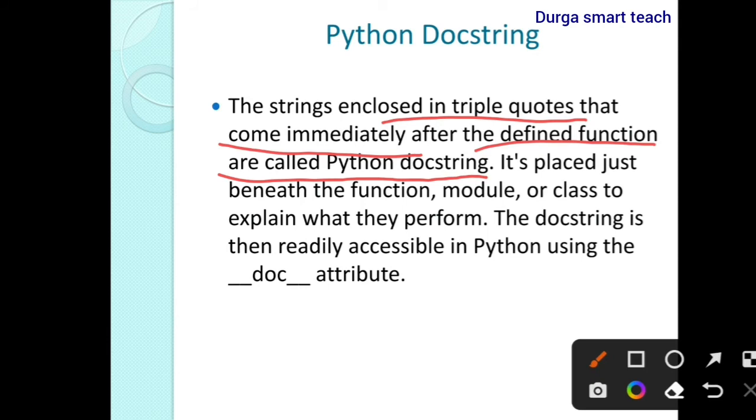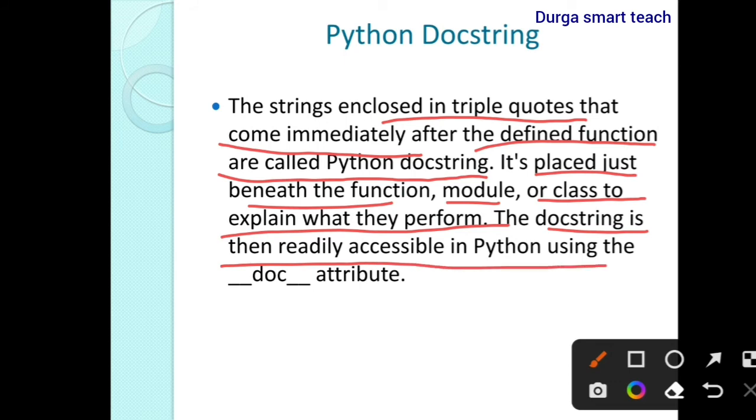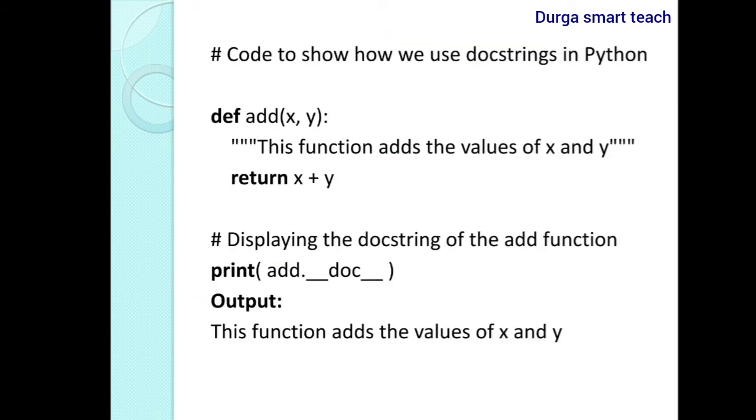It is placed just beneath the function, module or class to explain what they perform. So what is the function of the function, what is the function of the class, what is the function of the module? It will explain the operation, what they perform. The doc string is readily accessible in Python using the __doc__ attribute. Okay, so if you want to print the doc string comment, then you need to include this __doc__. So see the example for a better understanding.